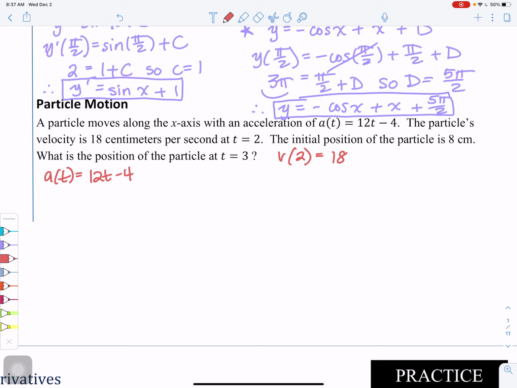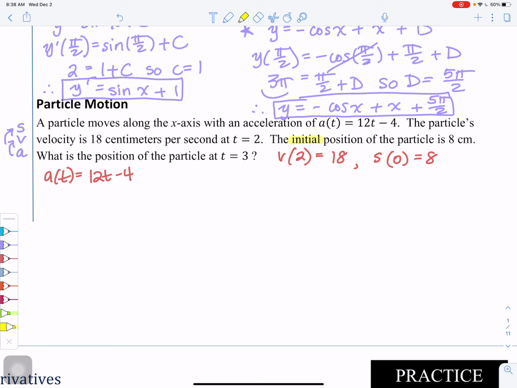Then it says the initial position of the particle is 8 centimeters. So remember, in motion we write SVA, position, velocity, acceleration. And now, when we find antiderivatives, we're going to be moving up instead of down, okay? So now they gave us S at time 0 is 8. Since they used the word initial and didn't give us a time, of course, we know that that's the initial position, okay? Okay, let's go ahead and start our antiderivative.